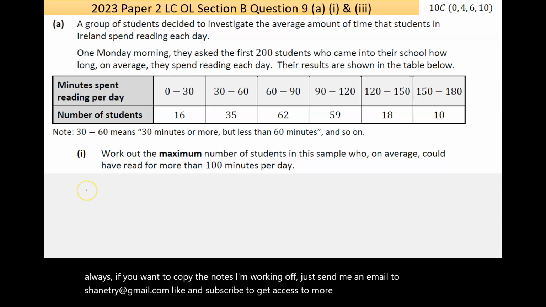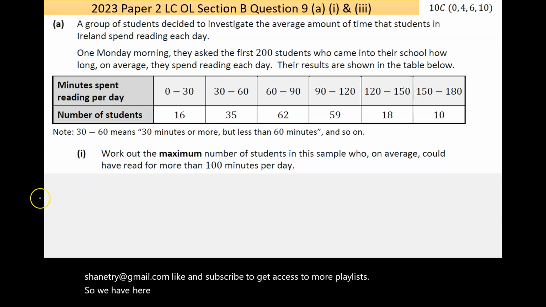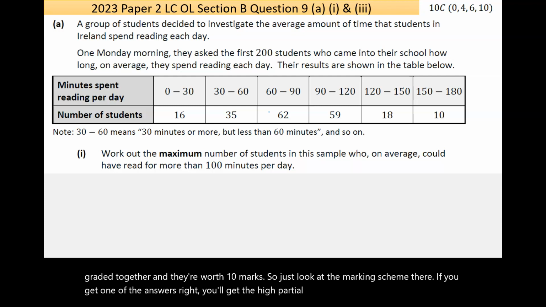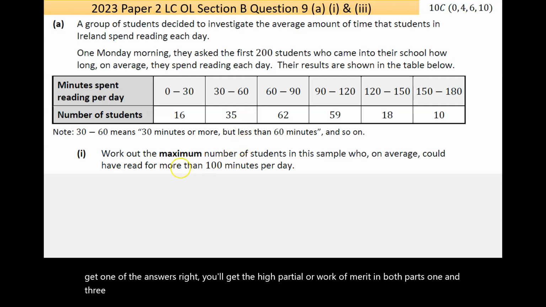So we have here now part A has 4 parts to it, and for some reason part 1 and 3 are graded together, okay, and they're worth 10 marks. So just look at the marking scheme there. If you get one of the answers right, you'll get the high partial credit or work of merit in both parts 1 and 3, and together they're worth 10 marks.